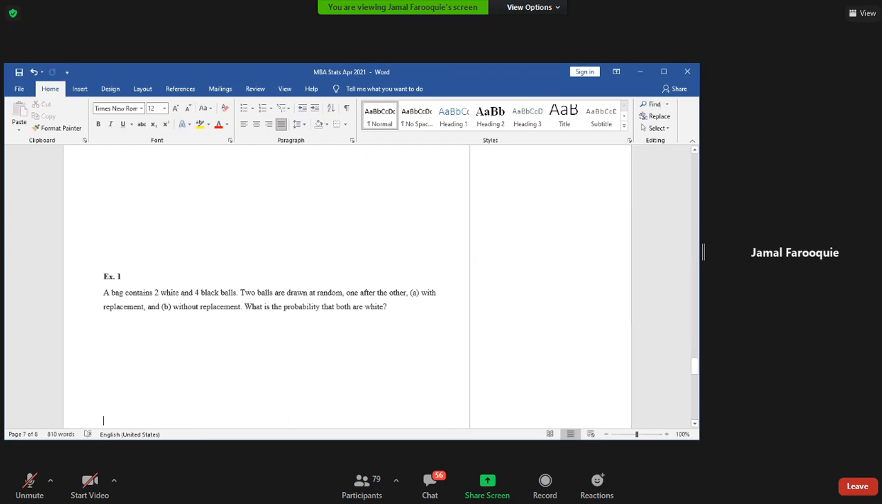Now for the second time you draw, so it will be again either white or black. Now the question is, what is the probability that both are white? Now can anyone explain what these two different situations are and how we should proceed? What should be the approach?